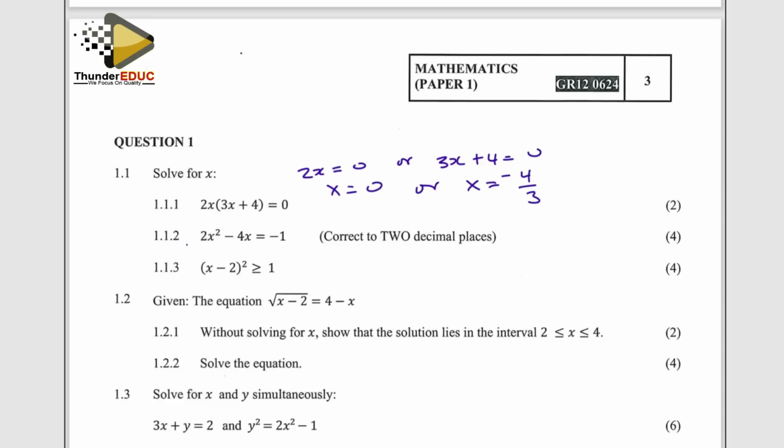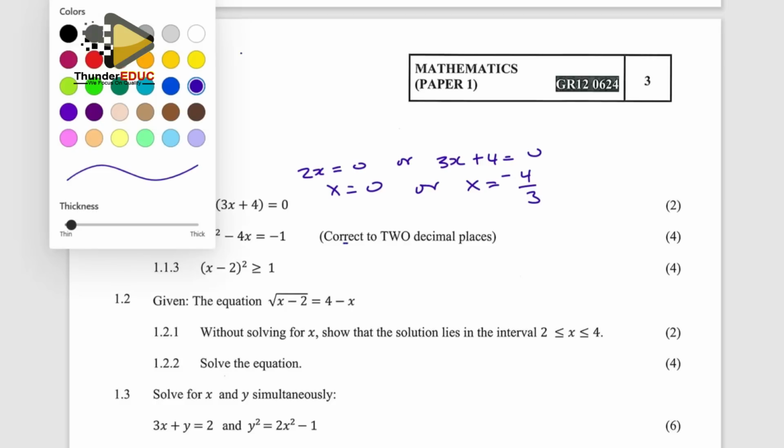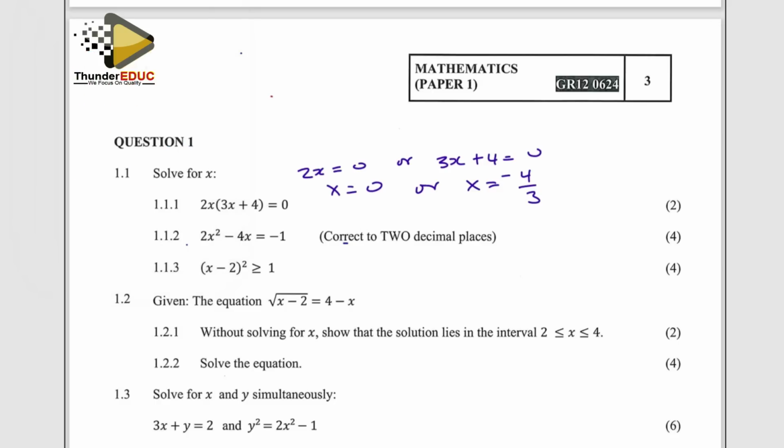Then 1.1.2, the condition, correct to decimals. So whenever we see that condition, what must come into our mind should be the quadratic formula. But before that, let's create the standard equation first. So that's going to be 2x squared minus 4x plus 1 is equal to 0. So our a is 2, our b is negative 4, our c is 1.